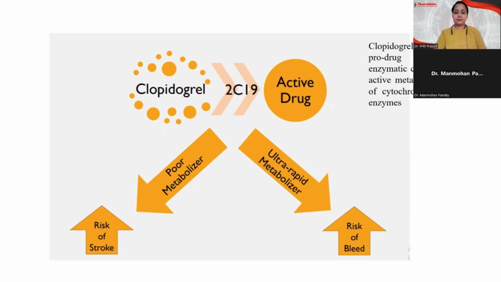But if the metabolism is very poor, it is not translated into active metabolite, and then we need more doses for this. Next, please.